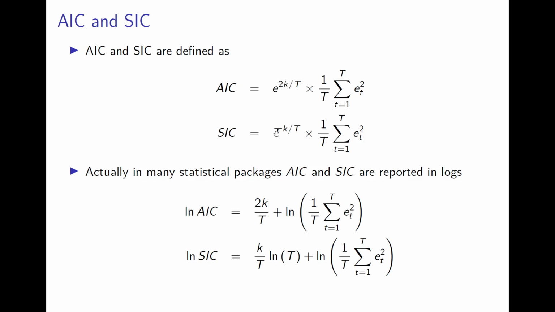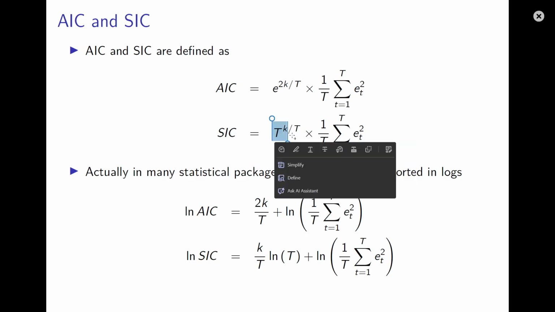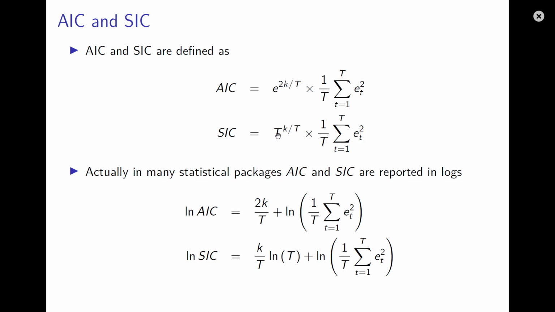SIC is a bit more radical. You take t to the k over t. Remember, t is the same thing as n in this context. So if you have a large sample, then this base in the exponential term is actually enormous as well. So t to the k over t times MSE.